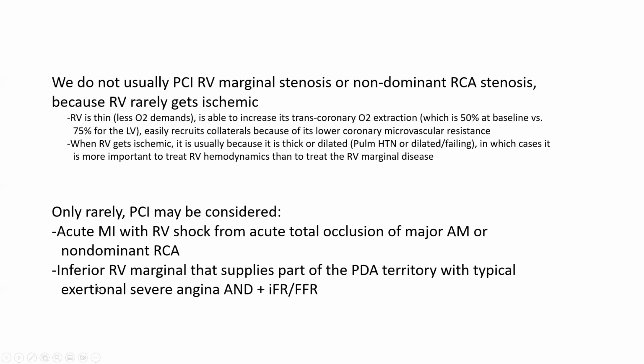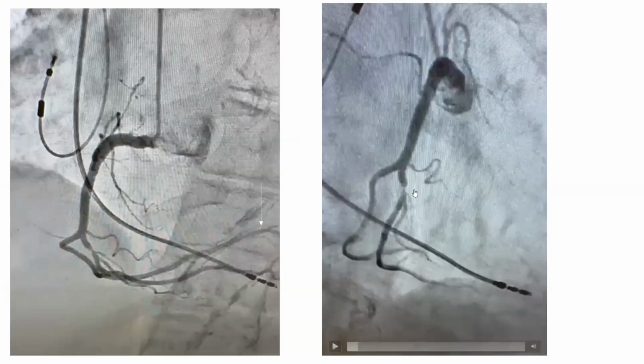Another situation is something like what I just showed, but even what I just showed, it should be exceptional. It's an inferior RV marginal that supplies part of the PDA territory. So it's supplying part of the left ventricle, not just the right ventricle. So it can cause left ventricular ischemia, but it often doesn't. So you really need to prove he has very typical exertional severe angina, and you have to have objective evidence hemodynamically, IFR or FFR.